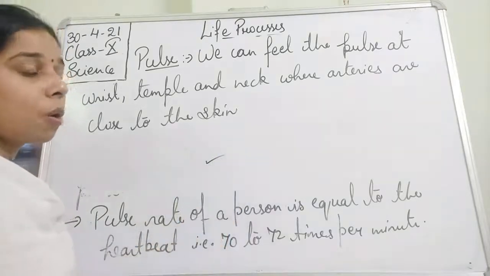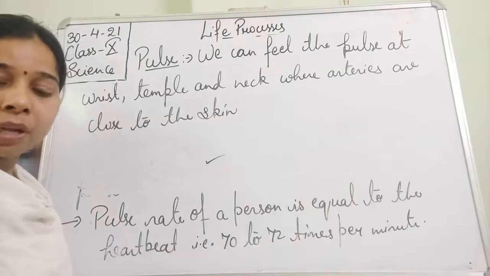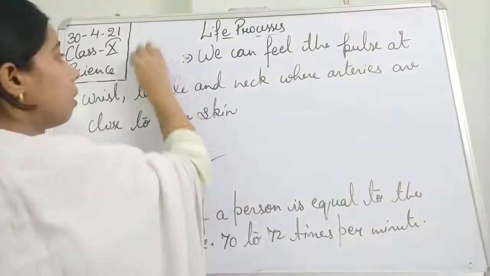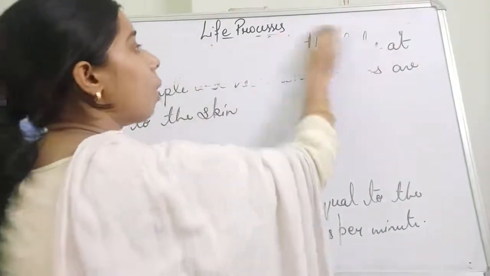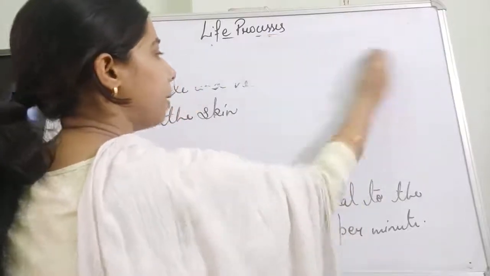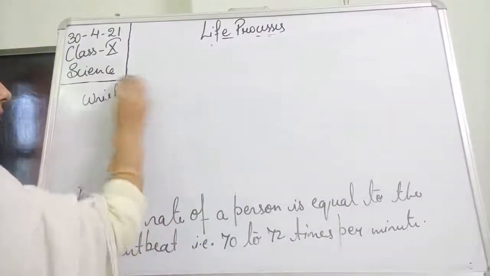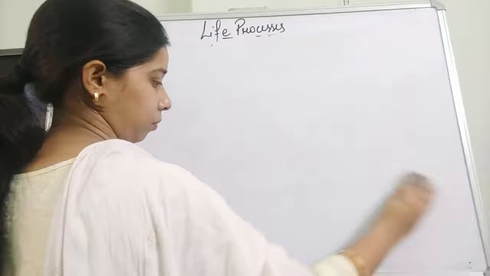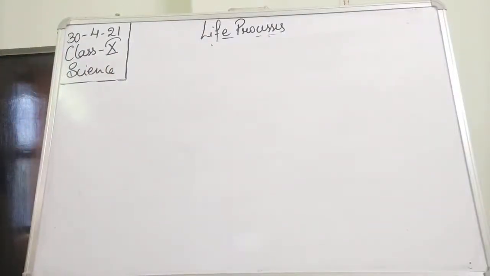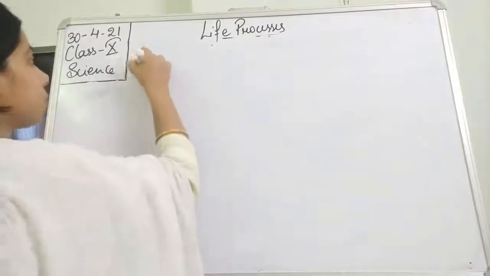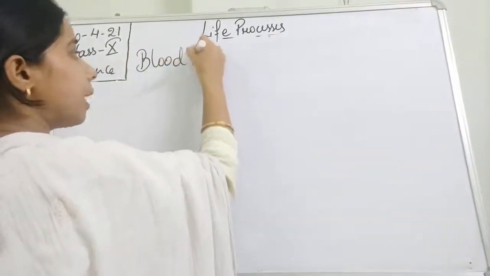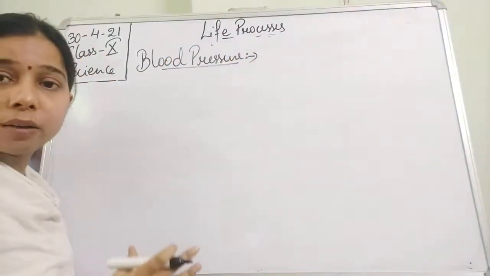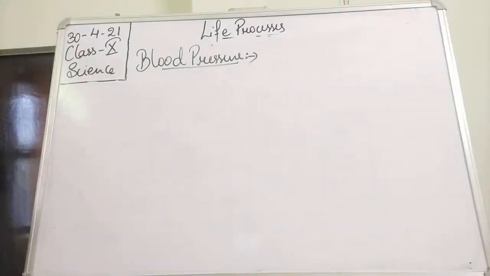So we have understood what is a pulse, what is a pulse rate. Moving on, we will see the blood pressure. How can we measure the blood pressure of a person, or what do we understand by blood pressure? Blood pressure. Now let us write what that means. The pressure by which the blood reaches the heart, that we call blood pressure.